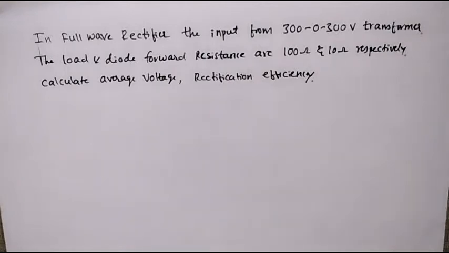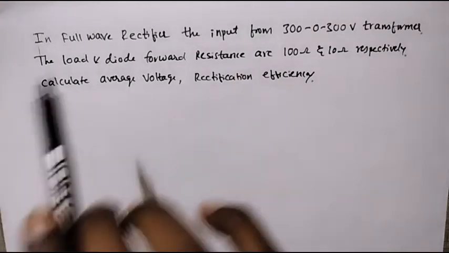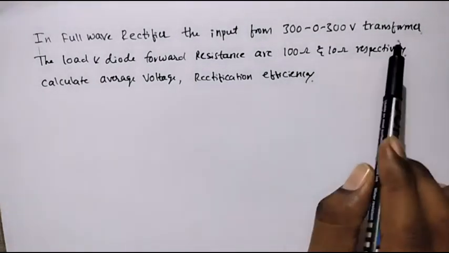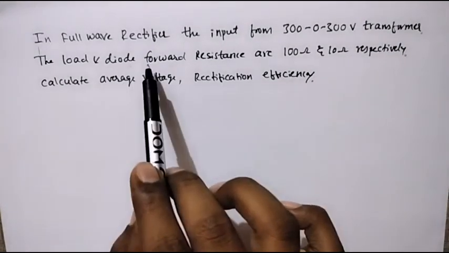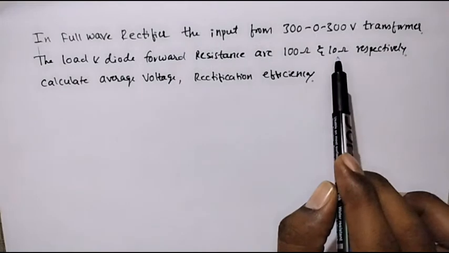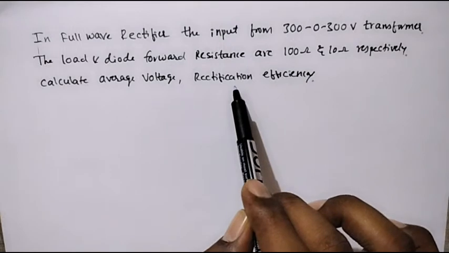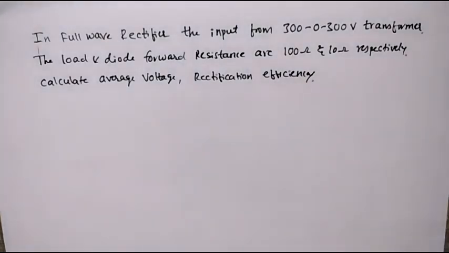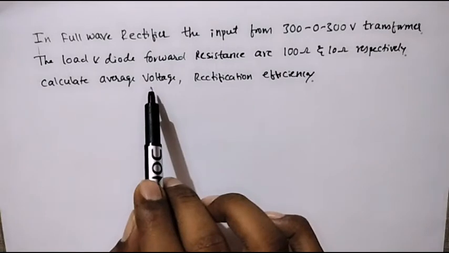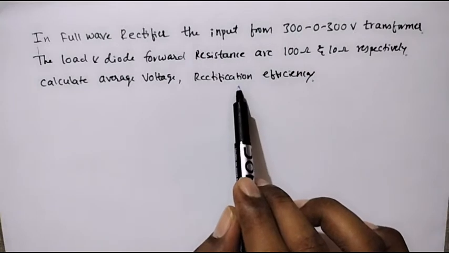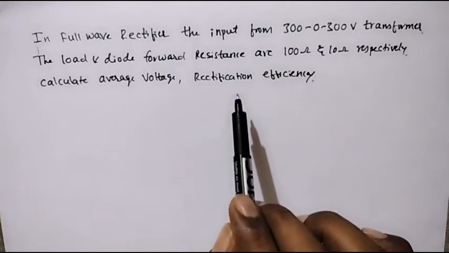Let's take one example on full wave rectifier. In a full wave rectifier, the input is from a 300-0-300 volt transformer, and the load and diode forward resistance are 100 ohm and 10 ohm respectively. Calculate average voltage and rectification efficiency. In this problem, we are supposed to calculate the average voltage, which is nothing but VDC, and the rectification efficiency, that is the efficiency η of the full wave rectifier.